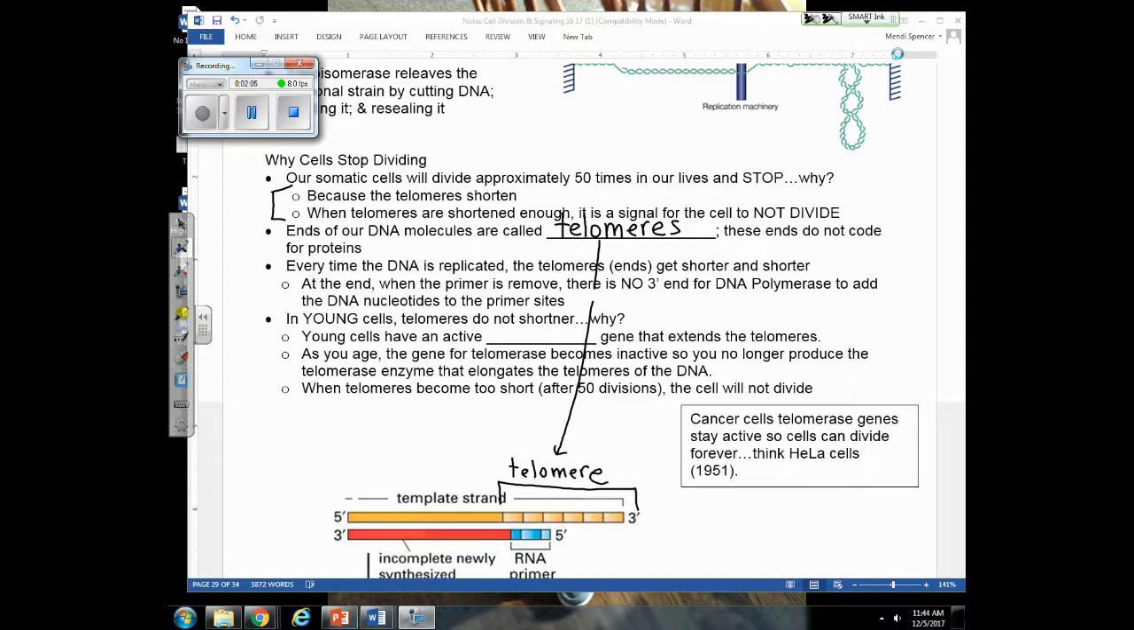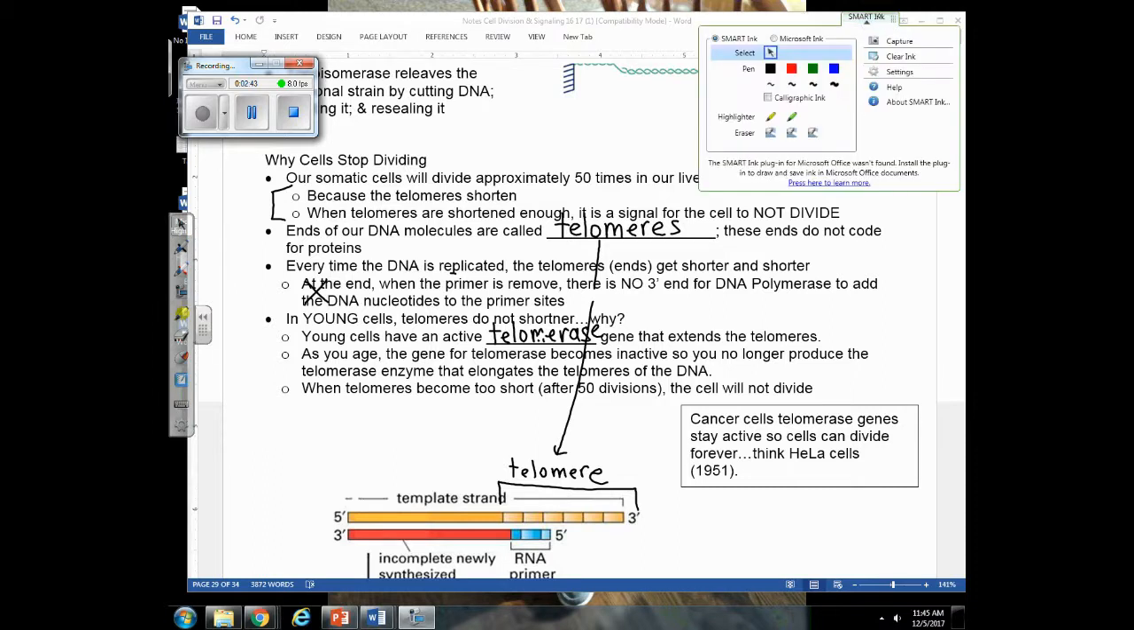Now, one thing that you need to know about the telomeres is every time the DNA is copied, the telomeres get shorter and shorter. Now, as to why that occurs, it's not really that big of a deal that you know that. It has to do with the primers. But just know that when the DNA gets copied, the telomeres shorten. Now, when you're young, this isn't a big deal because you have a gene that codes for a protein called telomerase.